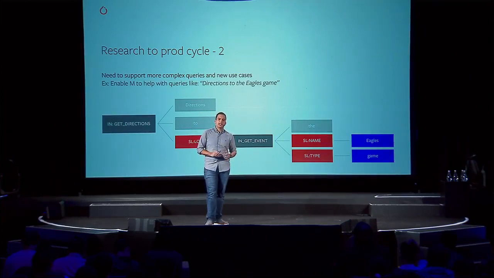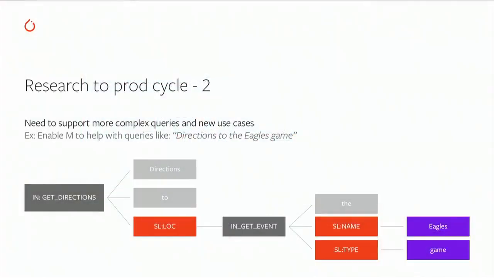Now let's take a more complicated example of a new scenario that we want to support that didn't even exist before. We want M assistant to help us with queries or utterances like "directions to the Eagles game." Here we have a top intent, which is getting directions. But in order to get the location, there is an implicit intent in place, because we are not saying the direction or the location explicitly. So we first need an implicit intent of get event, since the Eagles game is an event, and from this event, we can get the location.